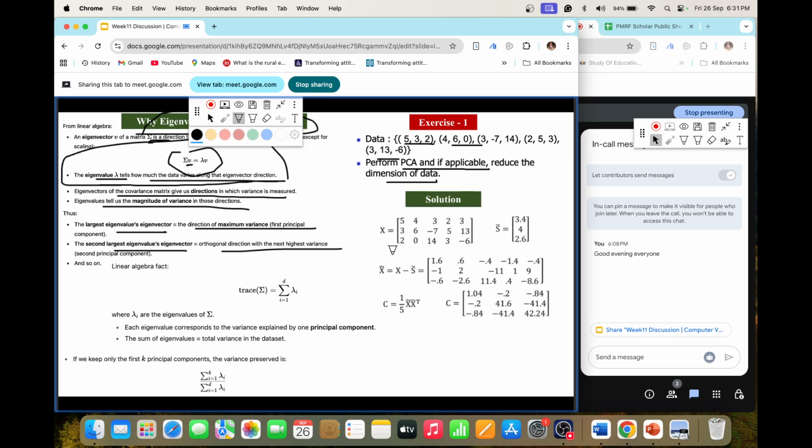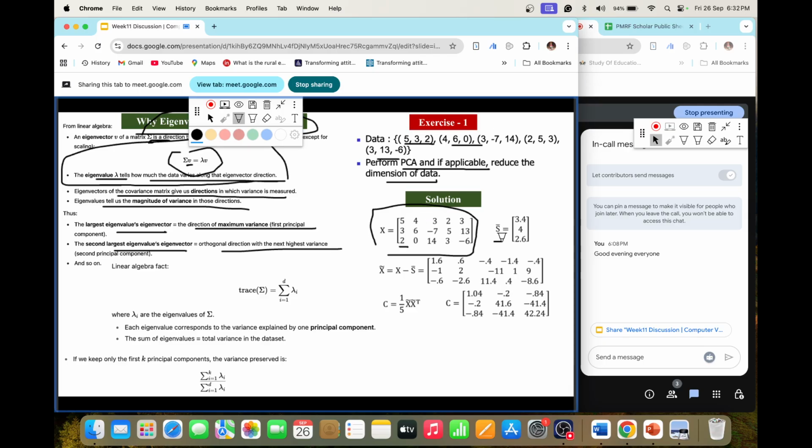So how do we proceed? This is our total data matrix. How do we write the data matrix? Each data point is represented by a column, like 5, 3, 2, so this is your first column. 4, 6, 0, this is your second column, like third, fourth, and fifth column. So we have these five data points, and we are representing them like this.